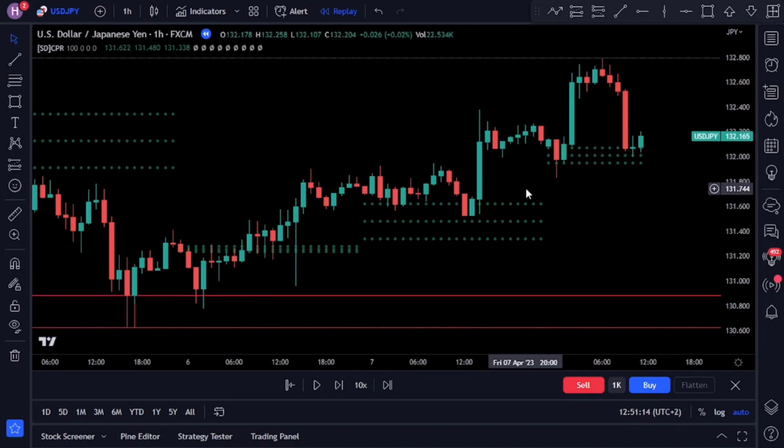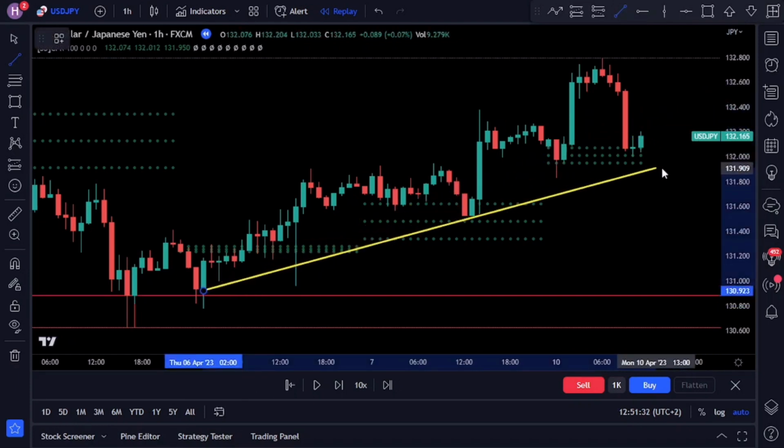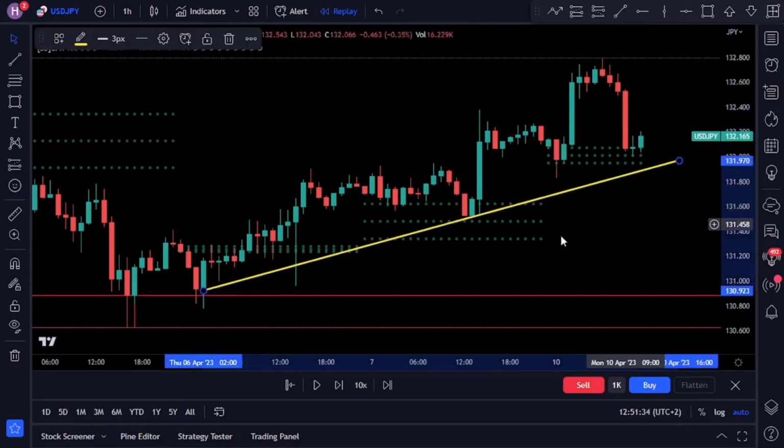On the chart, we've got the USD/JPY on the hourly time frame. Firstly, we need to identify the overall trend in the market. From the chart, you'll notice that the CPR indicator is forming higher highs and that the price action is currently above the CPR indicator. You can also draw a trend line as a visual confirmation of the uptrend.